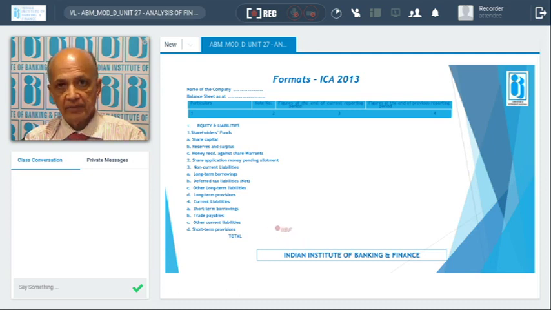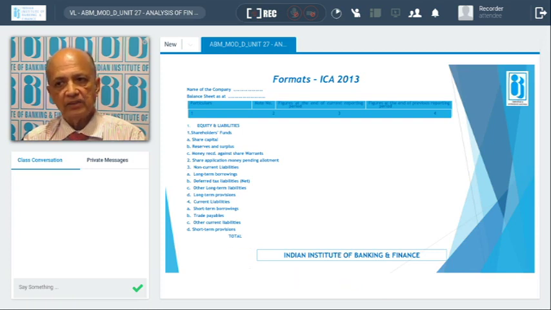Under non-current liabilities, there are various items coming: long-term borrowings, other long-term liabilities, and deferred tax liabilities. There is a net position of deferred tax liabilities and deferred tax asset, and the net position is shown here. These 3 items are classified under non-current liabilities. Then current liabilities will come: short-term borrowings from the bank, then trade payables, that is sundry creditors, then other current liabilities, and short-term provisions, whatever the unit has made. So these are the items coming on the liability side as per Schedule 3 of the Indian Companies Act 2013.